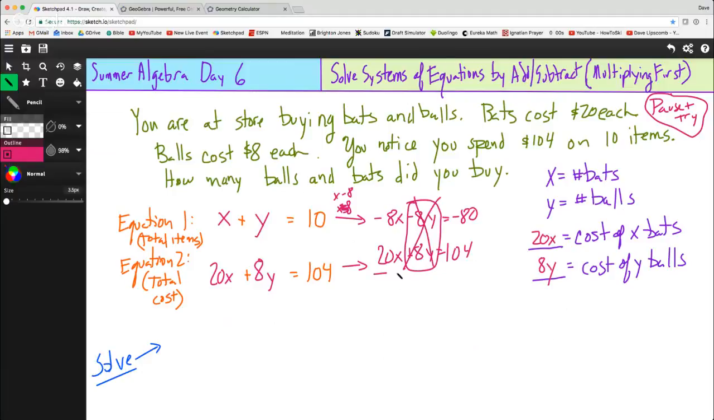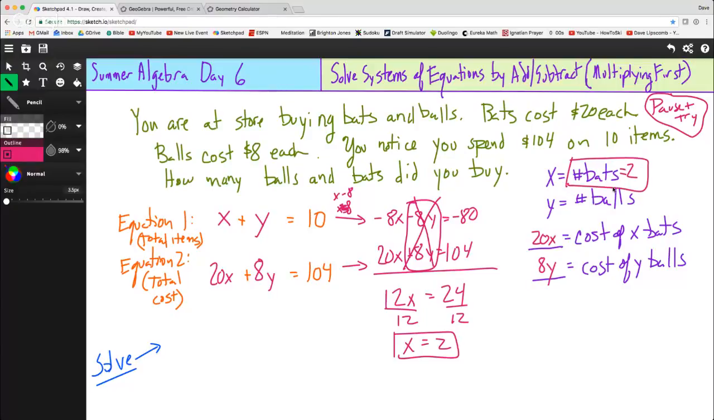So those cancel, and when I add down, I get 12x equals 24, or x equals 2. So if x is 2, that's 2 bats. And then my balls has got to be 8, right? Because if x plus y is 10, then my y is 8. And so we have 8 balls.